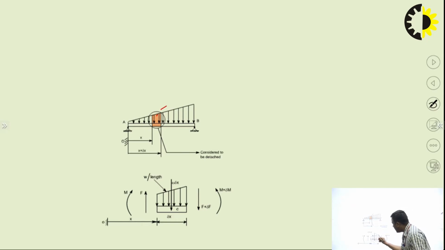So I can consider it as a uniformly distributed load, and this uniformly distributed load I can represent with a single point load. That will be equal to W into delta x. On the left side of the delta x, there will be a shear force F and M will be the bending moment. On the right side of the load of length dx, there will be shear force F plus delta F and M plus delta M as the bending moment. So this is the diagram.